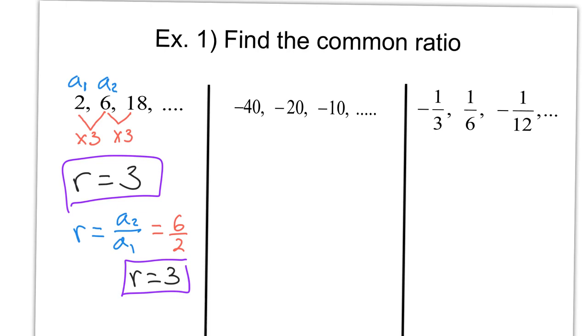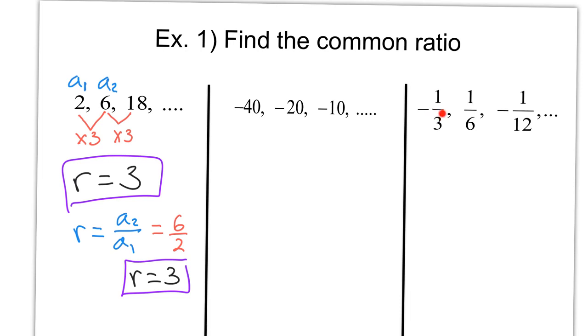Now, sometimes you have negative numbers. So let's look at the sequence in the middle. Negative 40, negative 20, negative 10. Let me give you a tip. When all the signs are equal, so negative, negative, negative, or all the signs are positive, the common ratio has to be positive, because in order to keep the same sign, you need to multiply by a positive number.